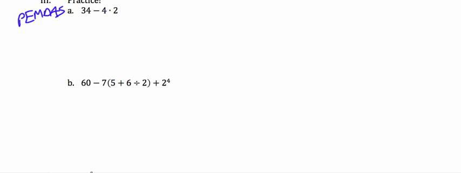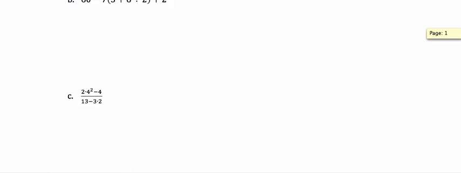So looking at this first one, I see no symbols of inclusion. I see no exponents. I do see multiplication, though. I see a 4 times 2, so I'm going to do that first. 4 times 2 is 8. I see no more multiplication or division. I do see some subtraction. 34 minus 8 is 26. Notice how I try to keep everything kind of in line a little bit. Okay, it's not perfect, but you can kind of see where everything is coming from when you keep everything nice and lined up. So that's kind of important to do, and you want to try to work nice and vertically whenever you can.